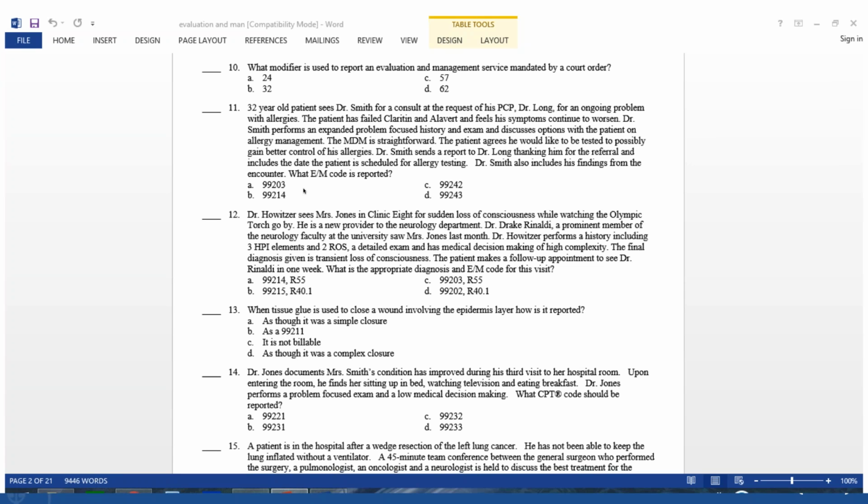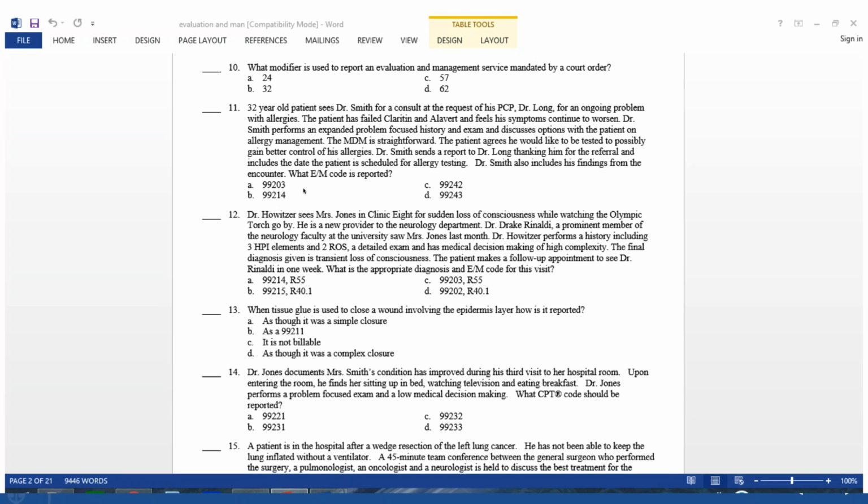First 4 numbers for subsequent hospital care, 9923, right? So we already know we can get rid of A because 99221 is actually a hospital admission. Now we're down to B, C, and D. You have to use your brains here when you're reading. So she's in a hospital room. Here's what the doctor says: when I went into the room, I found her sitting up in bed, watching TV, and eating breakfast.